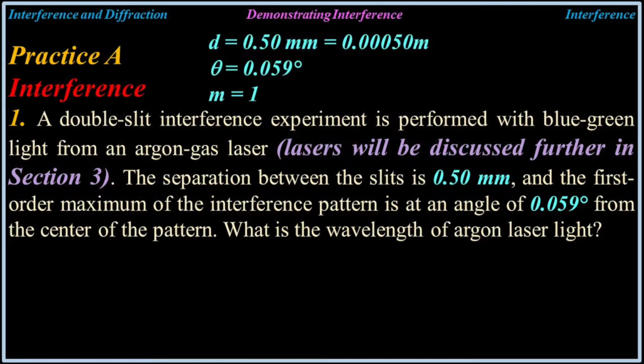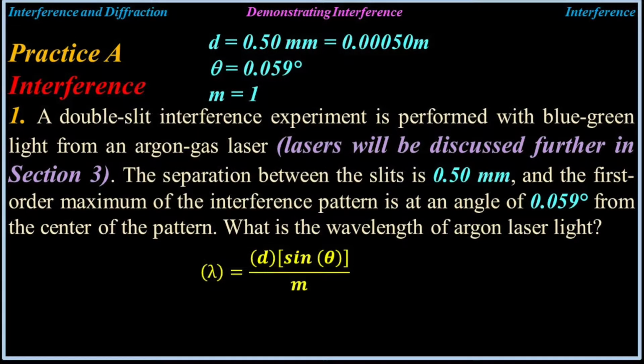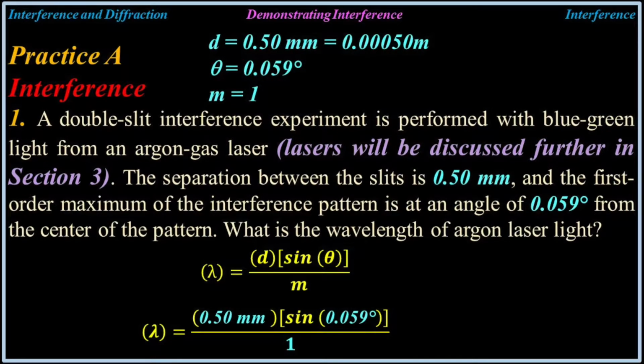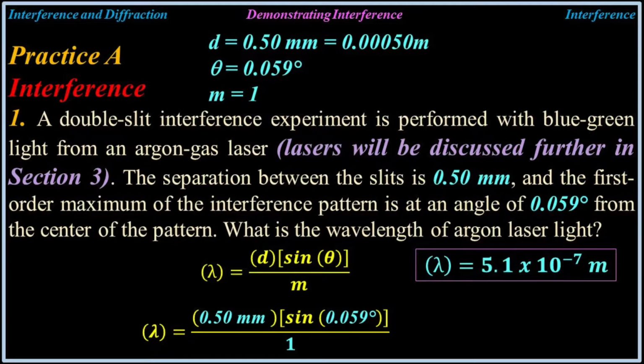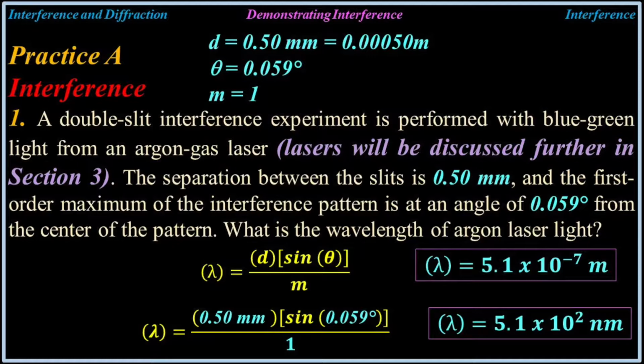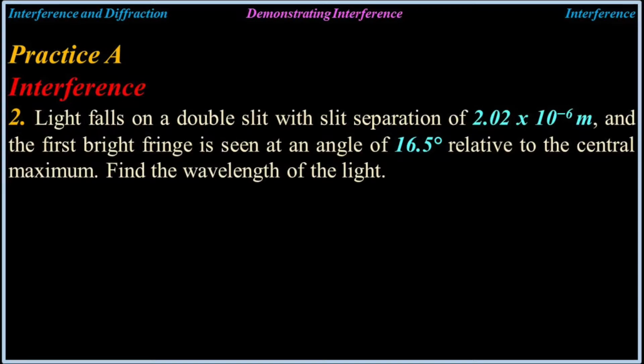Okay, so that's the problem. And now what do we want to do? Well, we want to put down what we have. We want to change the distance to meters. And we have the angle, and we have m equals 1. So you're going to plug in the various values, and you're going to calculate 5.1 times 10 to the negative 7th meters, or 510 nanometers.